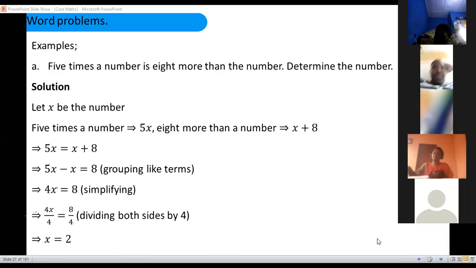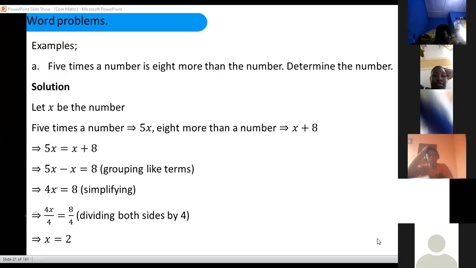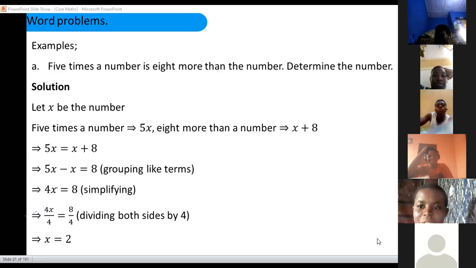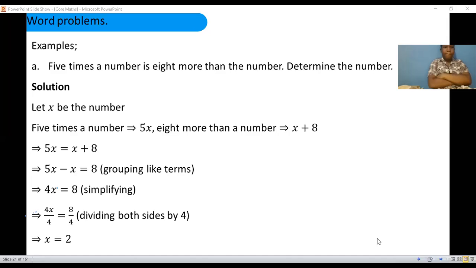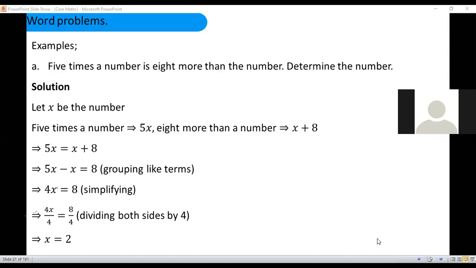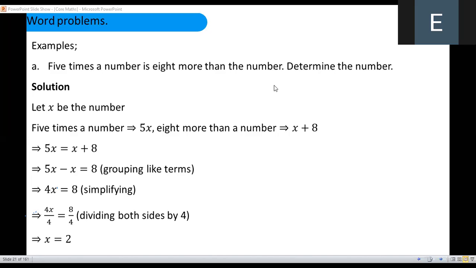Sir, so is this how we are supposed to answer the question, like following this method on the slide? Yes, that's the way we're supposed to answer the question. Okay, let's continue.